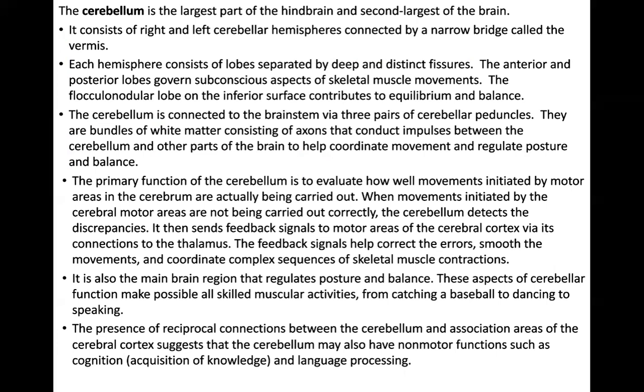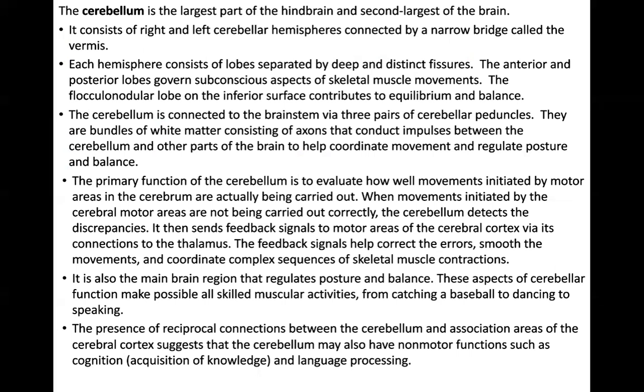First of all, both of them involve two what we call hemispheres, two halves essentially, a left and a right. In this case, cerebellar hemispheres, connected by a bridge called the vermis. We don't have a bridge that connects. Well, we kind of do, but I won't talk about that yet. Both cerebrum and cerebellum have those hemispheres subdivided into lobes. Your cerebellum has what we call anterior and posterior lobes, which govern subconscious aspects of skeletal muscle movements.